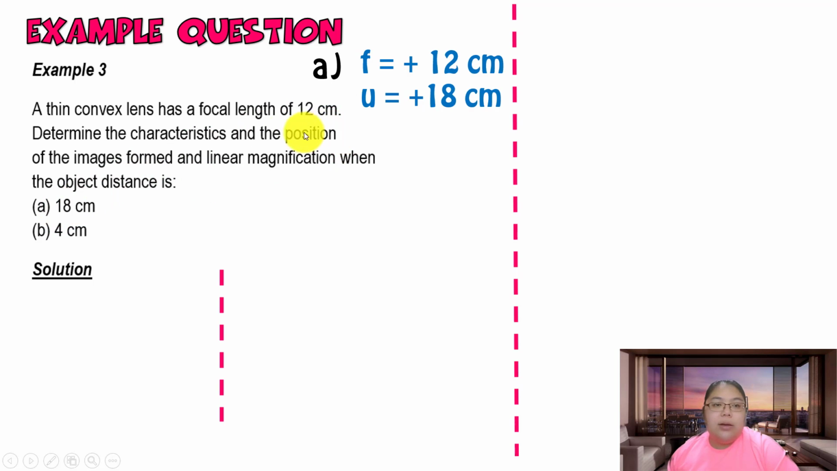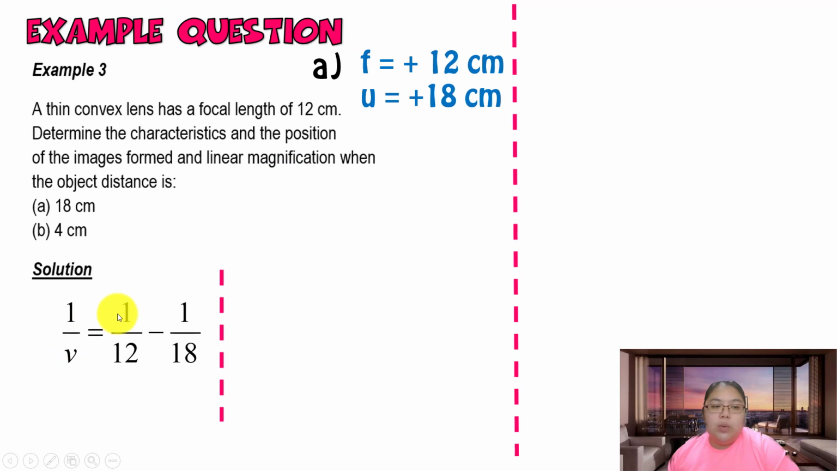The question they want to find: determine the characteristic and position of the image formed, and also the linear magnification when the object distance is like this. So you need to find three things. You need to state the characteristic, you need to state the image distance, then you need to state the magnification. Okay, we start first. We find out the image distance first.